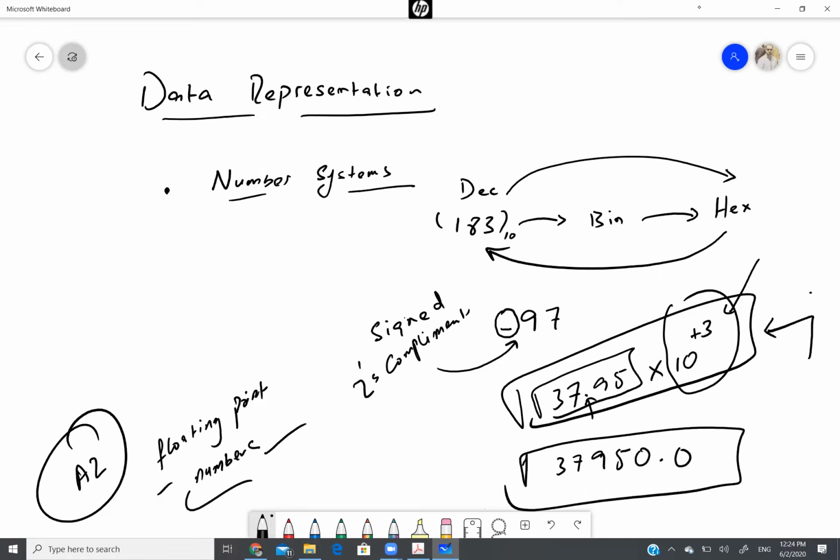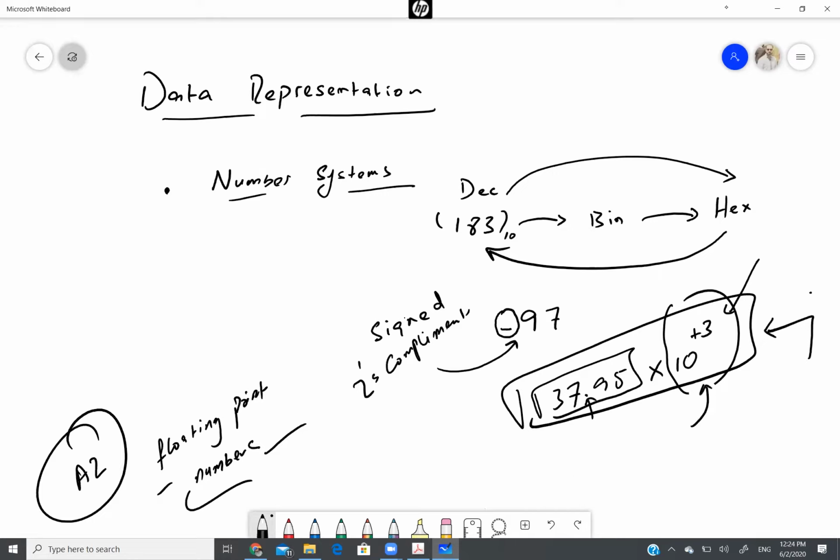Yes, good. So we also need to represent such things with the power, what we call the exponent. Okay, so the mantissa is this portion, and the exponent. So we have to represent these things in binary as well. That's the new thing that we are going to do in A2.